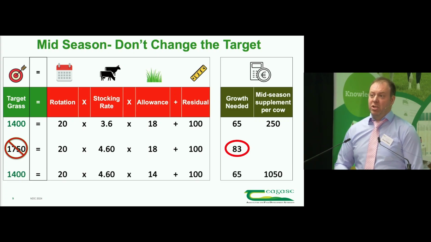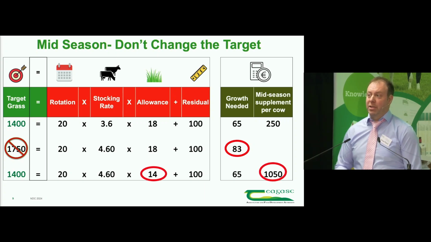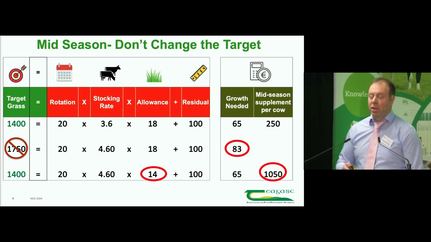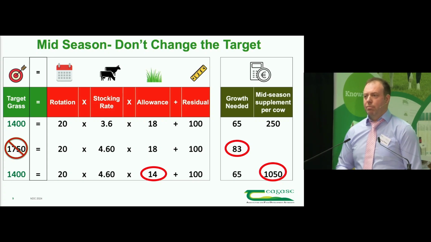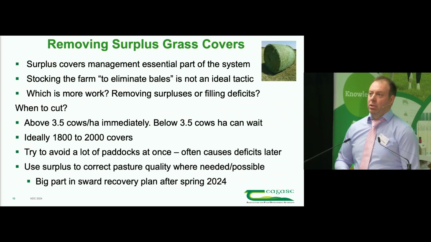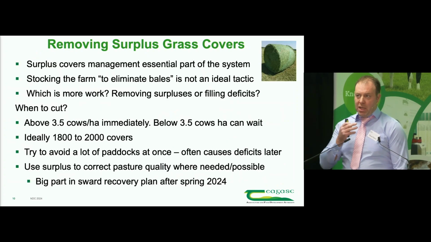The alternative strategy there is reduce your allowance, keep your pre-grazing yield the same. The big problem with that is we're into a very high level of feeding mid-season, which is not what we want. So it's about setting the farm up correctly so that we can hit those mid-season pre-grazing yield targets. A key part of that then is removing the surplus.